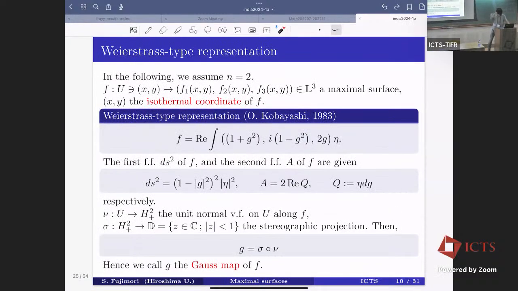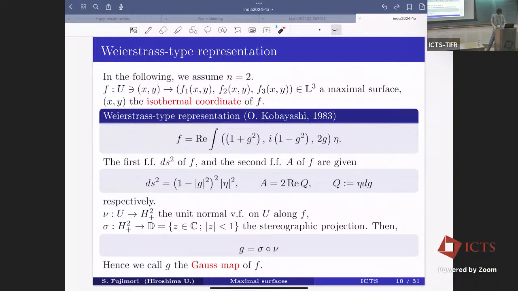Okay, and this G has a geometric meaning. So let nu be the unit normal vector field along F, and sigma the stereographic projection from the hyperbolic plane to the disk.